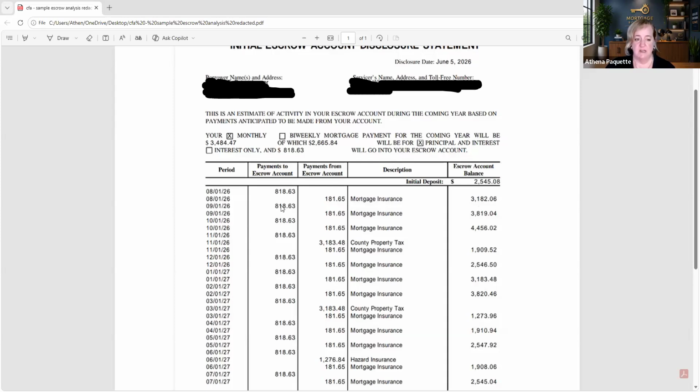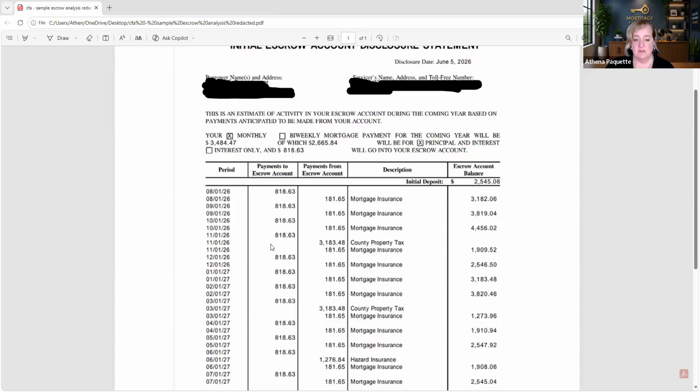So you can see again, she paid $818. The money was dispersed, same in September. October, the same thing happens. $800 goes into the account, $181 spent on PMI. So the remaining balance in that account is $44.56.